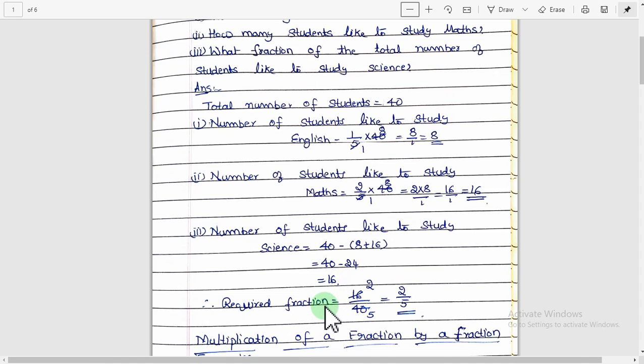So the required fraction is, out of 40, 16 students. Fraction means out of the total 40, 16 students like to study science. If you write this in fraction form, that is the fraction. It is possible to simplify this. 8 twos are 16, 8 fives are 40. So the fraction of the total number of students who like to study science is 2/5.